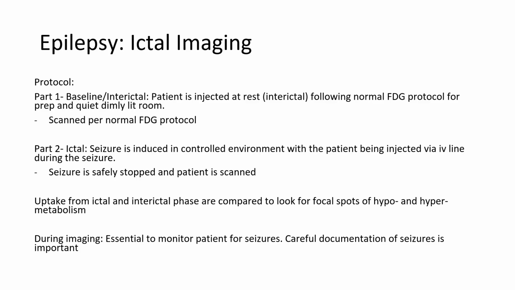It is controlled, meaning that the area around them is set up so they can't hurt themselves, or to minimize the risk of them hurting themselves. And they do have an IV line in already that they get injected through. Once they have induced the seizure, the patient will get injected with the FDG, and then you wait a minute or so, and then they treat them for the seizure or wait till they come out of it.